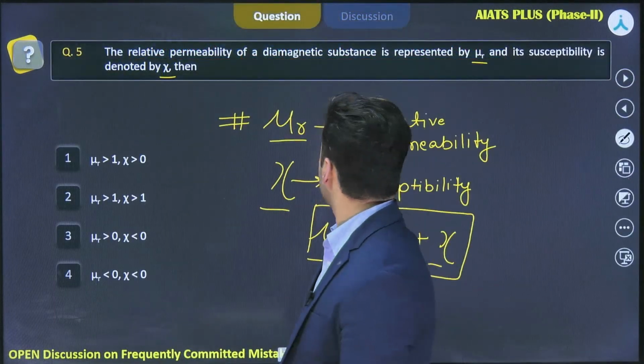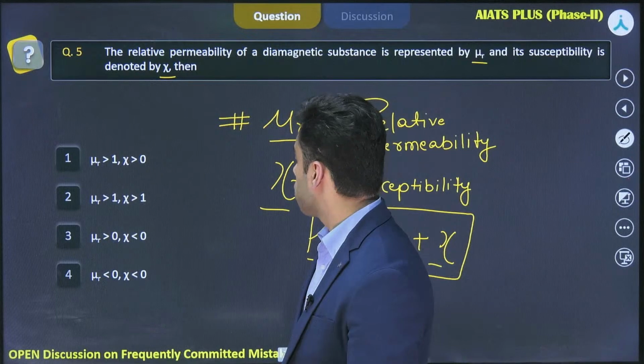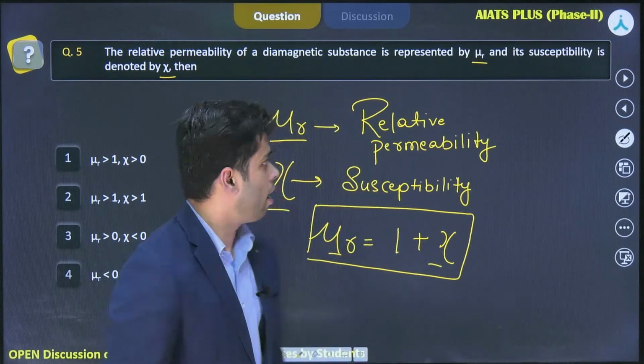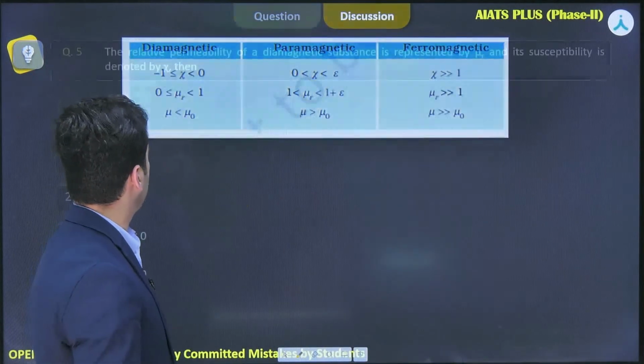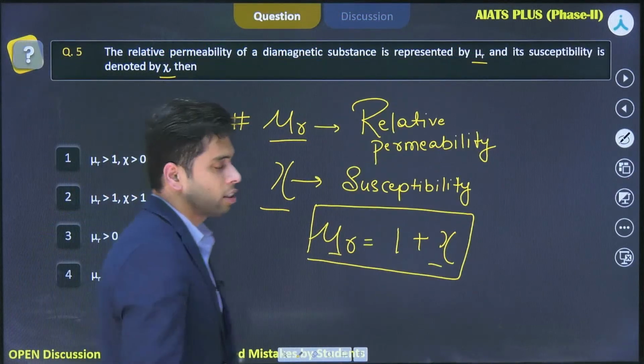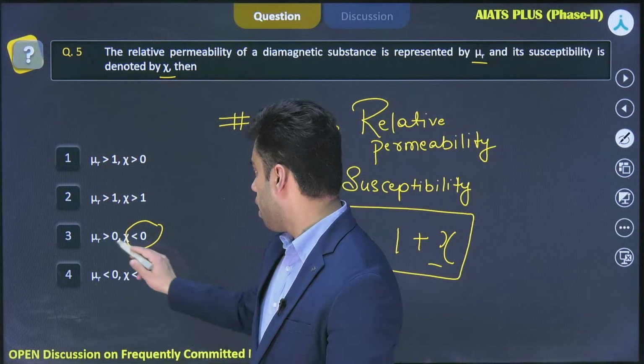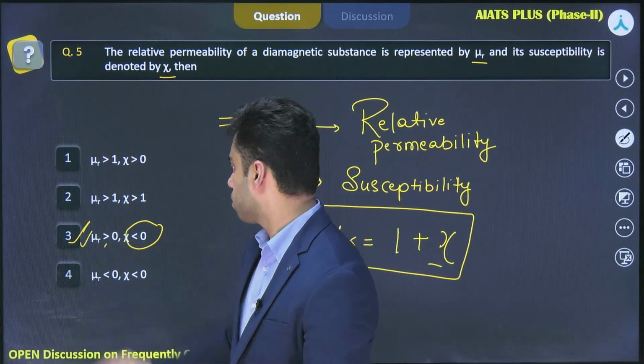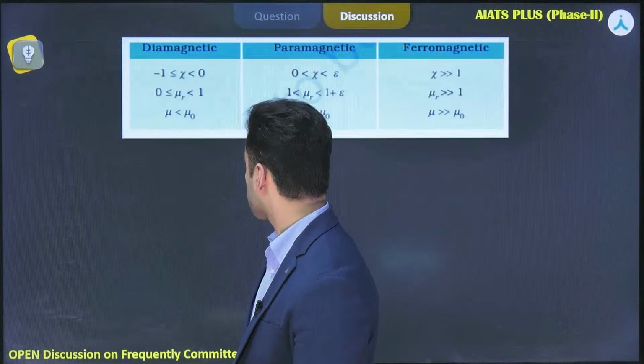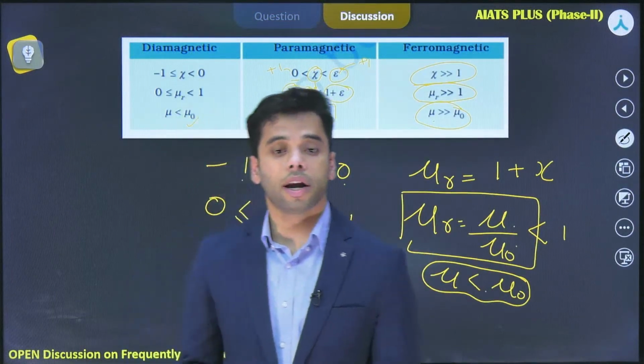For the relative permeability and zeta, have a look at the table. Zeta is between 0 and -1. So the correct answer will be zeta is less than 0 and mu r is greater than 0. Option 3 is the correct answer to this problem, right?